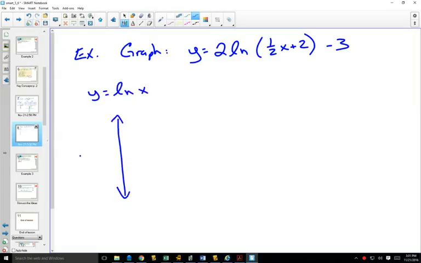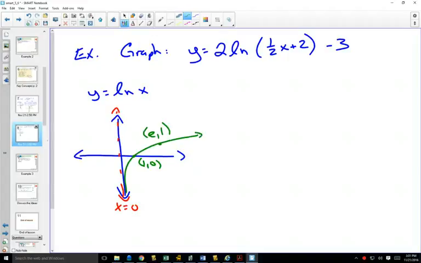Although it's identical to every other log graph in that it has an asymptote at x equals 0, it has a point at 1, 0, and the base is e, it has a point at e, 1, but that e is just different. Instead of using a nice whole number like we're used to, it's 2.7. But other than that, it is exactly the same. It's the other reason I chose this one.